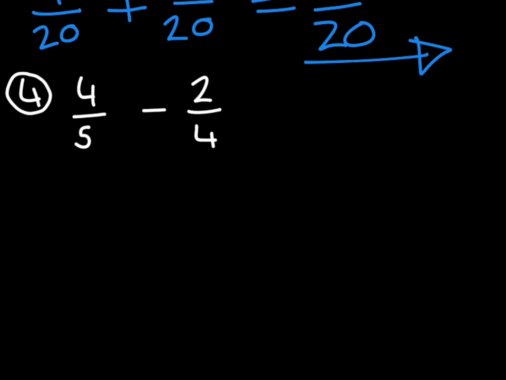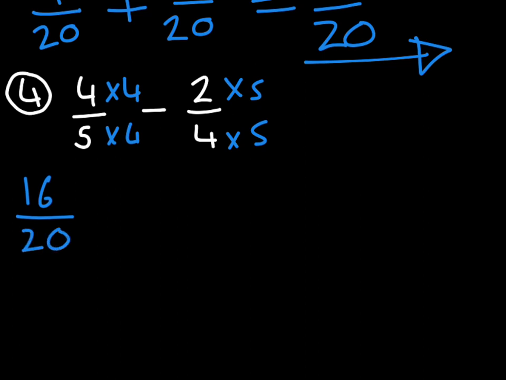So once again, we are going to multiply each of the fractions by the other fraction's denominator. So that means that we will multiply the first fraction by 4 over 4. And we'll multiply the second fraction by 5 over 5. Now we perform the multiplication. So 4 times 4 gives us 16. 5 times 4 gives us 20. Minus 5 times 2 gives us 10. And 4 times 5 once again gives us 20.